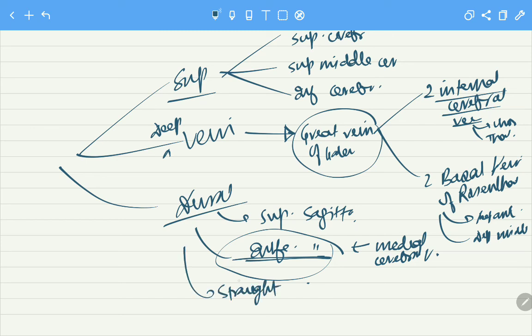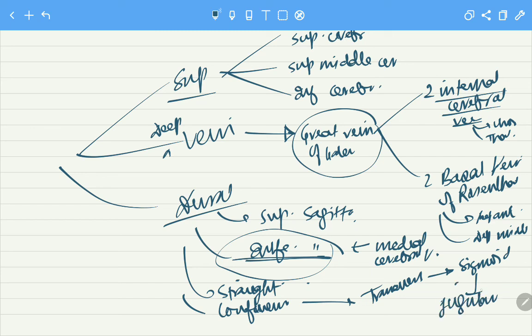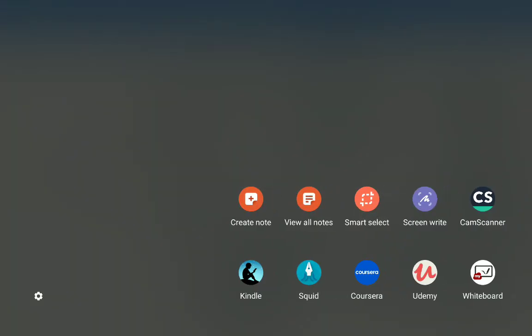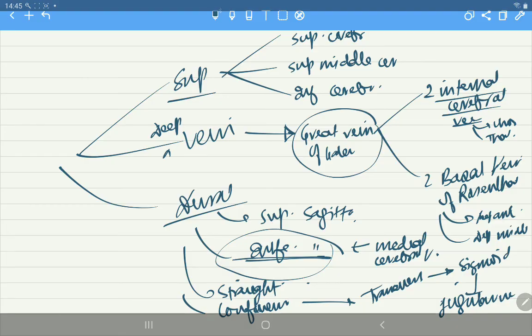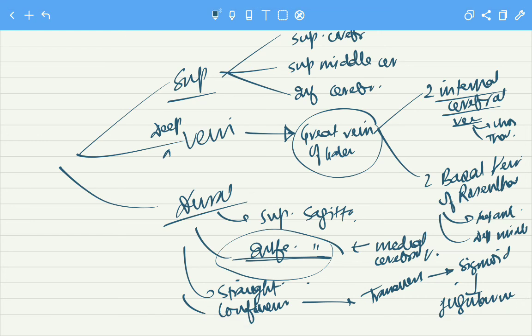And this straight sinus joins with the superior sagittal sinus along with the occipital sinus to form the confluence of sinuses, which then continue onto the right and left side as transverse sinuses, and they go on to form the sigmoid sinuses, and finally they go out as the internal jugular vein through the jugular foramen. So this is in short the venous drainage of the brain.